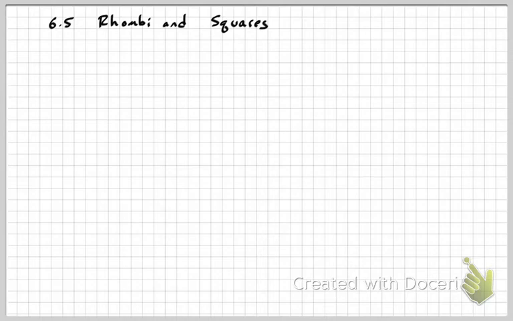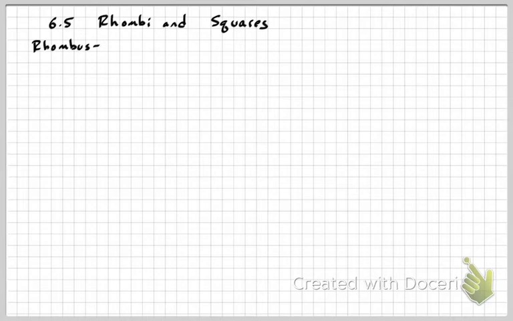Okay, so we've talked about parallelograms, we've talked about rectangles. Rhombi are going to have their own specific rules. Then a square combines everything, so it combines everything from a parallelogram, a rectangle, and a rhombus. So we're going to first start off by hitting the rhombus.